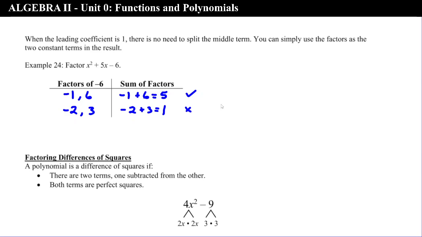That is the factorization that we're going to use, and since we have a leading coefficient of 1, you don't have to split up the middle term. You can just simply say x minus 1 times x plus 6. And that would be your answer. Okay, so this is the easiest trinomial to factor because you don't have to worry about breaking down that middle term.